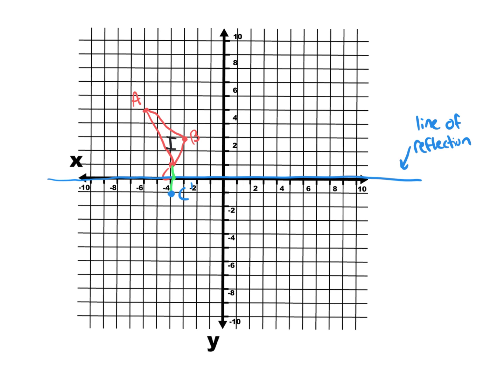So B, how far away is B from the line of reflection? 3 on this side, so I need to go 3 on the other side. Is this making sense? Yes, because remember the distance on both sides is the same. So there's my B prime. What about A? 5, so I need to go 5 on this side. Okay, there's my A prime. And then all you got to do from there is connect your dots.